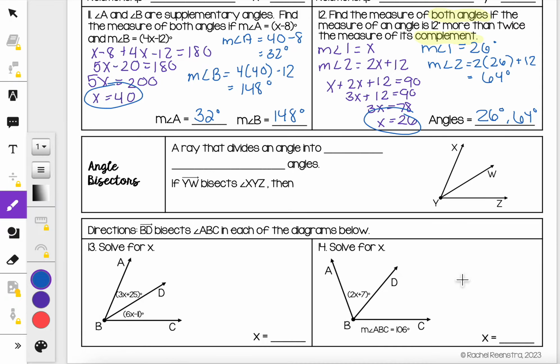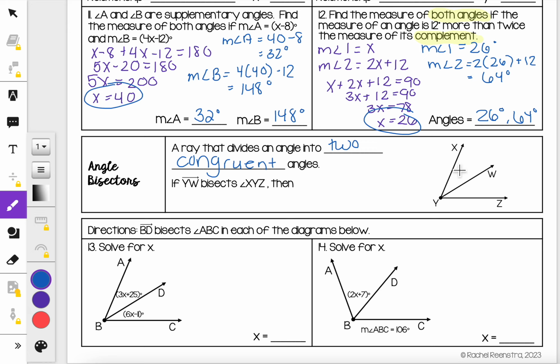Okay, our last relationship that we're going to talk about is something that happens when we have an angle bisector. So we talked about segment bisectors, and a segment bisector was a segment, a point, a ray, a line, or something that divided a segment into 2 congruent pieces, 2 congruent segments. An angle bisector is going to be a ray that divides an angle into 2 congruent angles. Now it should be a ray because we know that rays are what makes up angles.